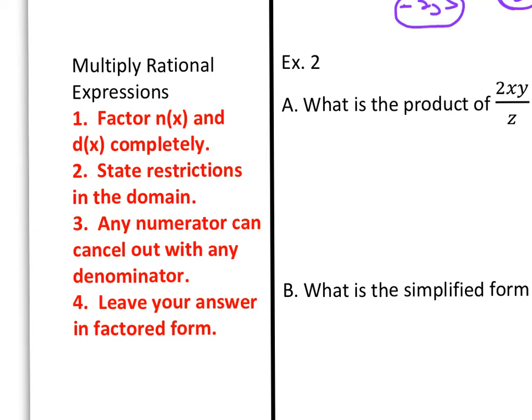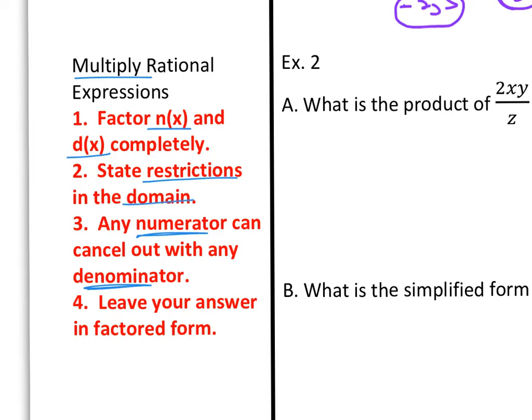When you have multiplication, most of the rules stay the same. You're going to first factor all of your numerators and all of your denominators, and then state all domain restrictions. So that's all still the same. The nice thing about this is that any numerator can cancel out with any denominator. So if you have more than one rational expression, anything in the top can cancel out with anything on the bottom.